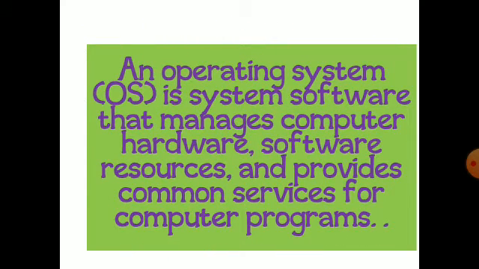Children, next one, operating system. Before going to this topic, I will remind you about hardware and software. A computer consists of mainly two types, hardware and software. Hardware means what? Physical components of a computer are called hardware. It refers to the parts of a computer which we can touch and see. Can you touch the CPU? Yes, we can touch. Can you see the CPU? Yes, we can see. Hardware devices we can touch and see. But software, we cannot touch, we cannot see.